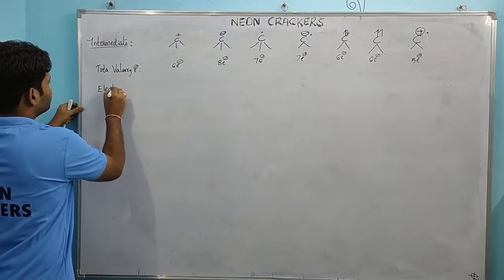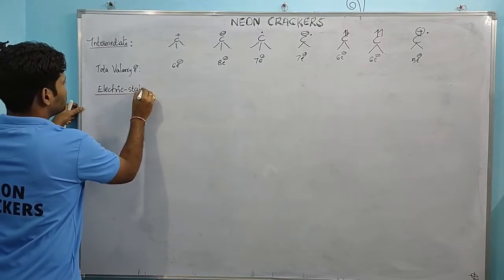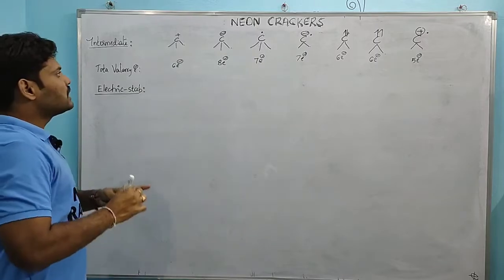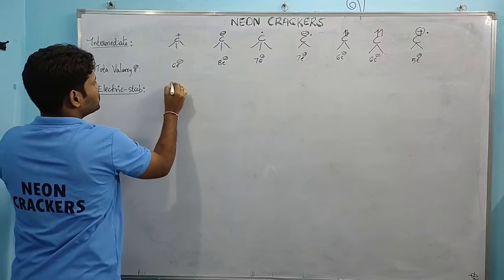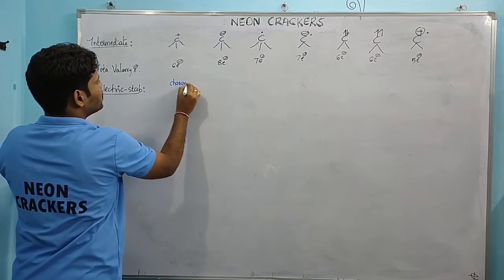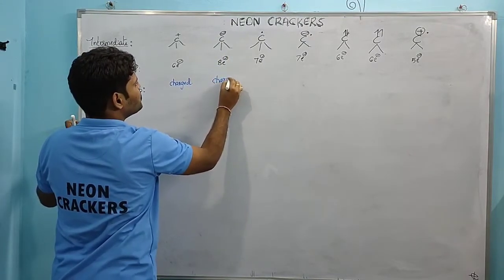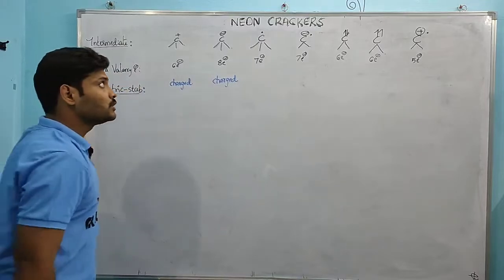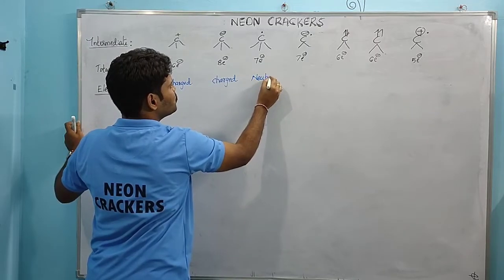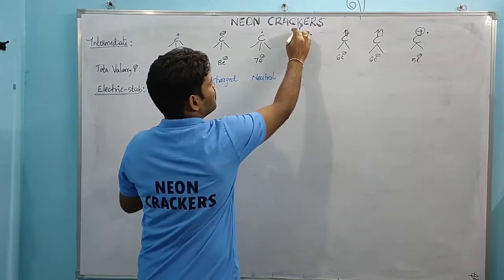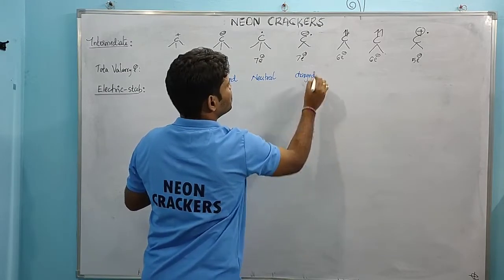Electric stability is about charge. So which is electrically stable? Electric stability is nothing but charge. What is the charge of this one? Positive, which means it is a charged particle. Carbonium is also a charged particle. Radical has no charge, which means it is neutral. Here an anion is there, so it is a charged particle.